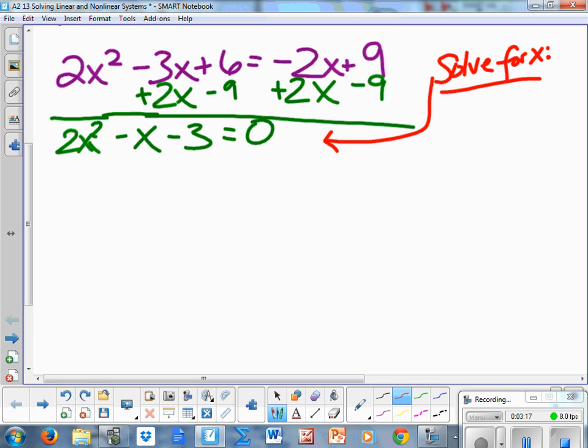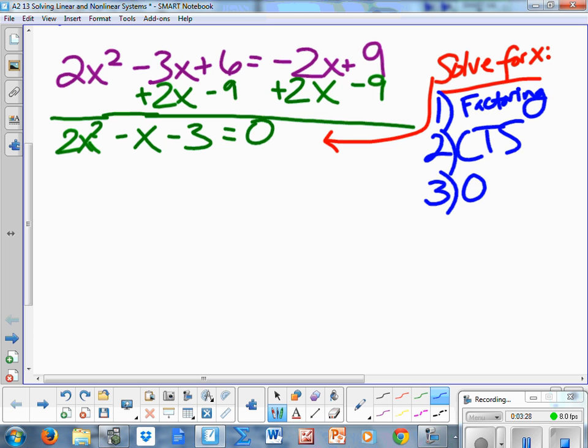One method would be factoring. Another is completing the square, that's the CTS. And our third method is the quadratic formula. I'm going to try factoring just because it seems to go more quickly if it's possible. If it doesn't work, then we'll use another method.